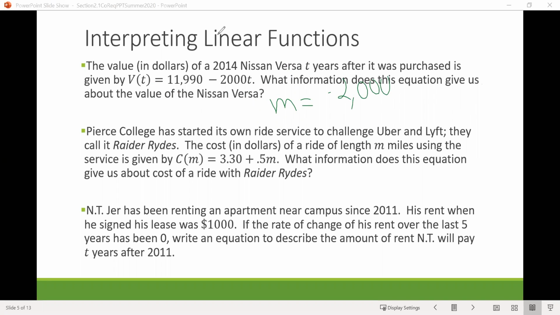Okay. And in this case, it's probably easiest to see the input units because we see that our input variable here is t, which is in terms of years. So we know that our units here will be years. And then the output, well, the output is the value of the car, which is measured in dollars. So that's why the top units were dollars. So we see that, again, the value for m is negative $2,000 per year, which is telling us that the value of the car is decreasing by $2,000 each year.